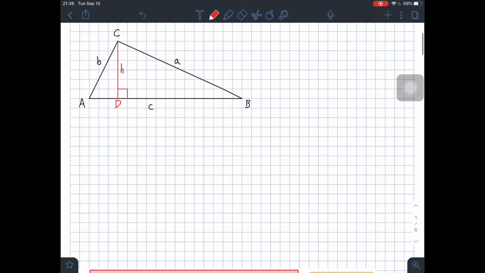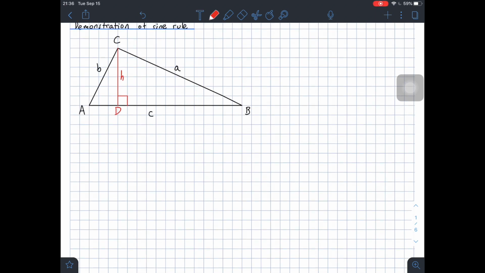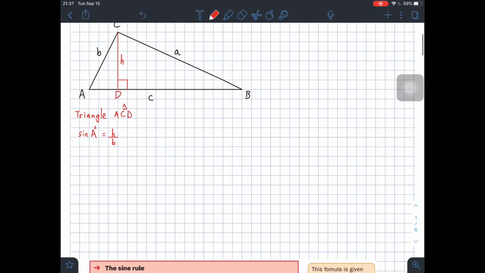So by working with those two right angle triangles, we can say that, for example, if we look at triangle ACD, the small one, the one right here, right? The ACD triangle, we can say that sine of angle A is opposite H over hypotenuse, B. The hypotenuse of this triangle is B, right? So by solving for H, leaving the H alone, I can have that H is equal to B times sine of A.